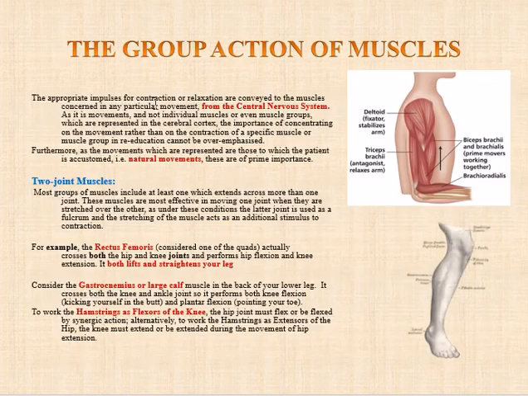The appropriate impulses for contraction or relaxation are conveyed to the muscles concerned at a particular moment from the central nervous system, as it is the movement and not the individual muscle, or even muscle groups, which is represented in the cerebral cortex. The importance of concentrating on the movement rather than on the contraction of a specific muscle in re-education cannot be overemphasized. Furthermore, the movements which are represented are those to which the patient is accustomed, that is natural movements, and these are of prime importance.